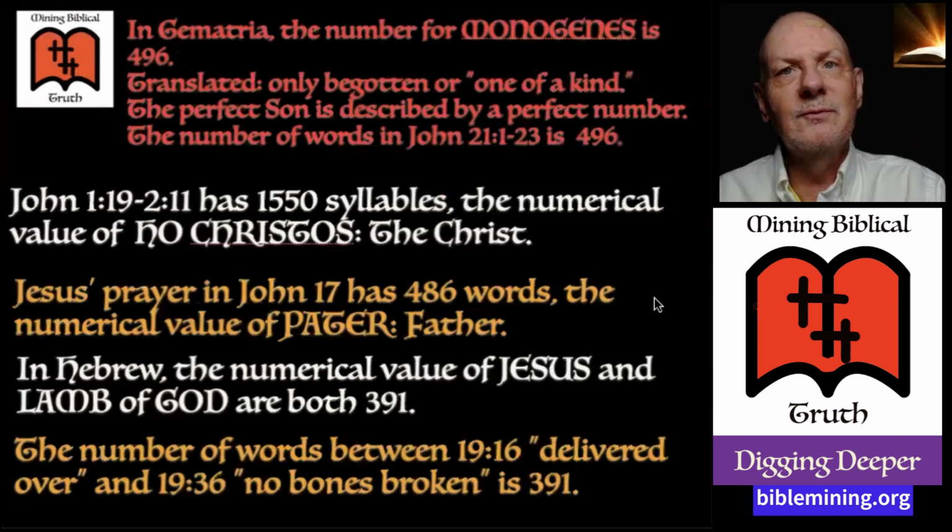In gematria, the number for monogenes, also translated only begotten or one of a kind, in reference to Jesus the Son, is also 496. So you could say that the perfect Son is described by the perfect number. In addition, the number of words in John 21, 1 through 23 is 496. In John 1, 19 through 2:11, there are 1,550 syllables, which is the numerical value of the Christ in Greek, ho Christos.